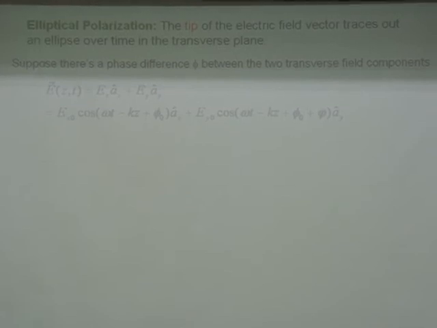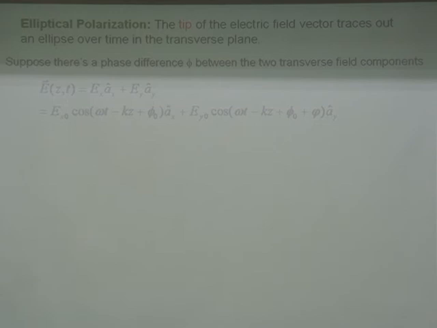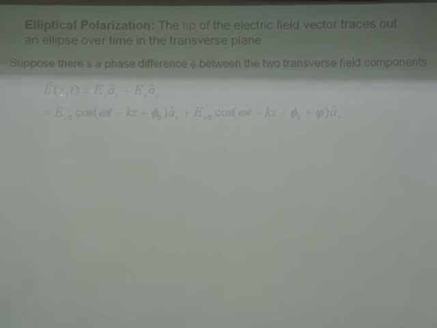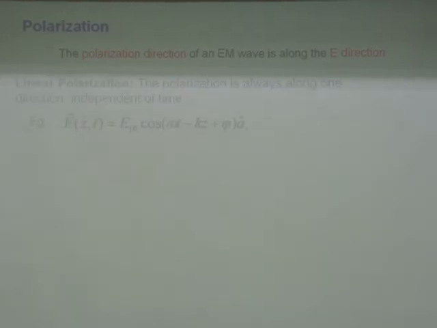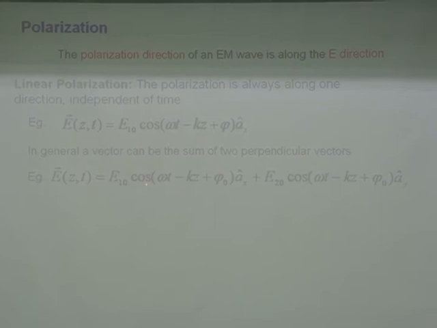suppose that the wave propagates along z direction, and we decompose the field into two components in x and y. So if these two fields are in phase with each other, say the x component and y components have the same phase. Therefore, the direction of the electric field is fixed along some direction. Then we call this linear polarization.